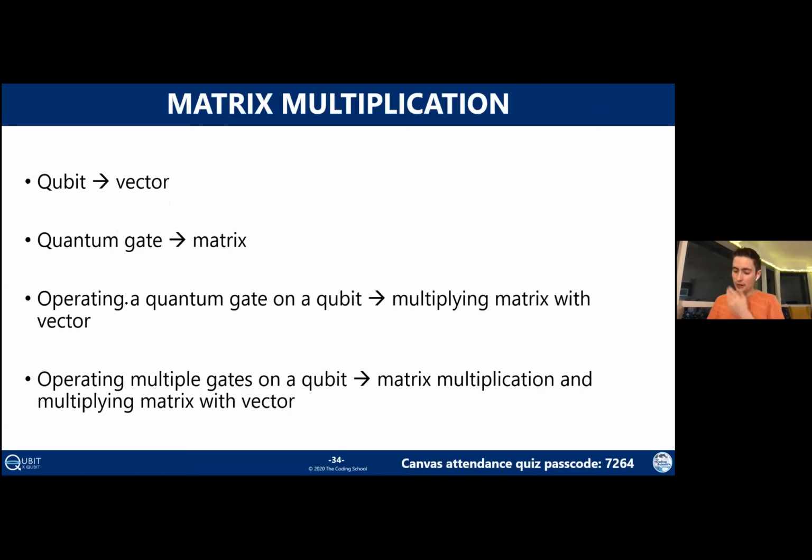But we're adding a fourth point now, which is asking what happens if you operate multiple gates on a qubit. The ones we saw so far were just what if you had X, or what if you had H operating on the qubit? What if you had both of them operating on the qubit? Then what happens? And the answer there is matrix multiplication. And that's what we're going to talk about first.